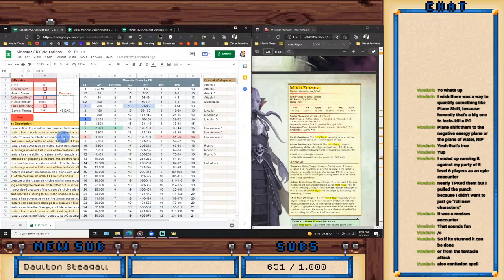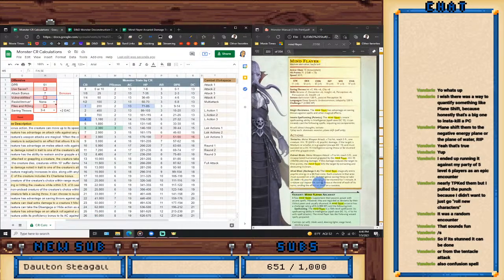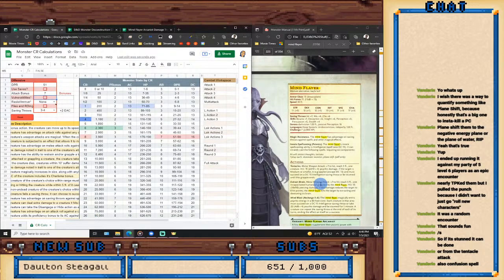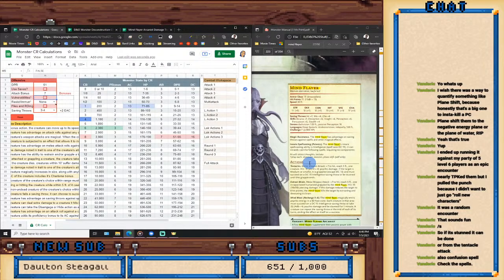All right. I'm not seeing anything else that looks like it could help. Because right now we have a CR6 Mind Flayer. There's no other actions it can do. What am I missing here? Detect thoughts, levitate, dominate monster, and plane shift, self only. So the plane shift doesn't help because it only allows the Mind Flayer to escape. Huh. Interesting.